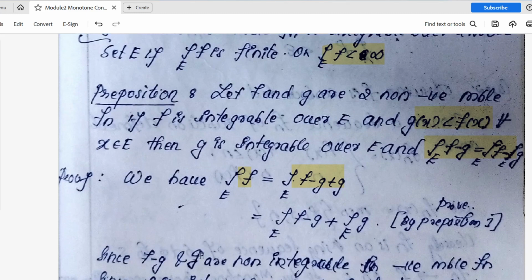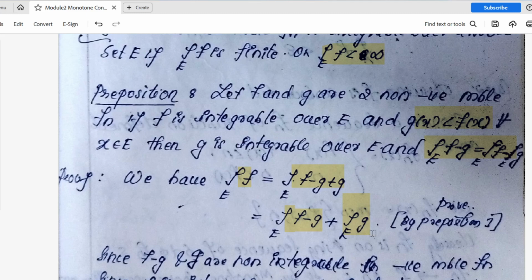And we know that the left side, the integral of f, is finite. So the left side is equal to the sum of these two integrals. The sum can be finite only if these two integral values are finite. So these two will also be finite, and we can say that f minus g and g are both integrable.